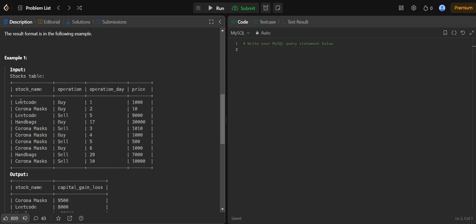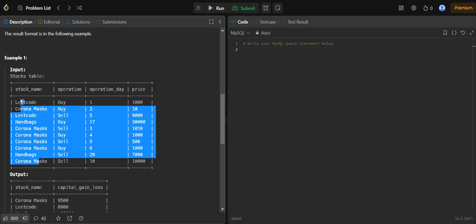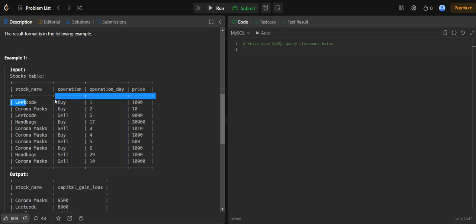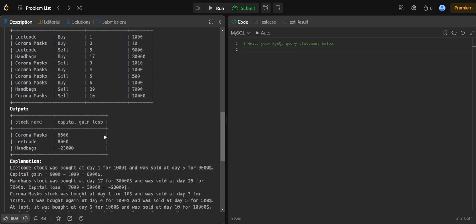So this is the input table. It has, one, two, three, I think three stocks. Leetcode, this is the first stock. It is bought at operation day one, price 1000. Leetcode again is sold at operation day five, 9000. So what is the capital gain here? 8000, right? Oh, loss. No, no, no. Gain is 8000. Leetcode is not here again. So Leetcode has gained 8000.